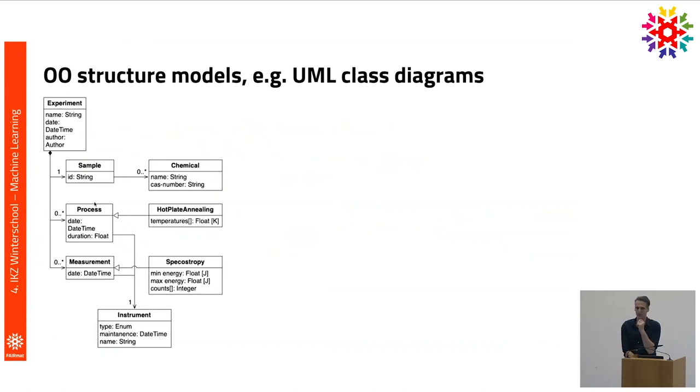You might model it differently depending on what kind of processes you're thinking about, what's happening in a laboratory. You might come up with a different model. So I'm not trying to make a point how you should structure experiments. I just want to make a point how a conceptual model for your lab work might look like.